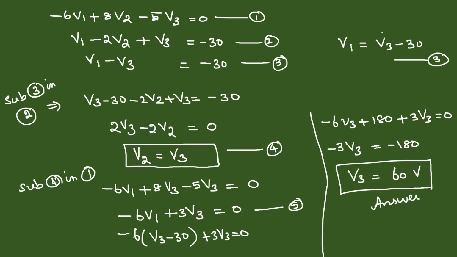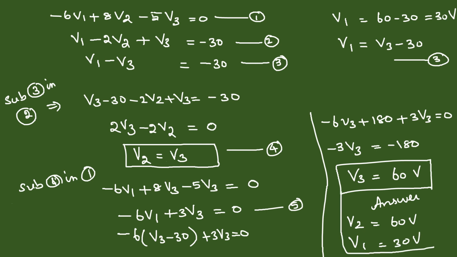Now substitute this answer here. V1 is equal to 60 minus 30, that is equal to 30 volt. And we know that V2 and V3 are the same. That's why we can write V2 is equal to 60 volt. So already we got V1, right? V1 is 30 volt. So these are the answers we get.